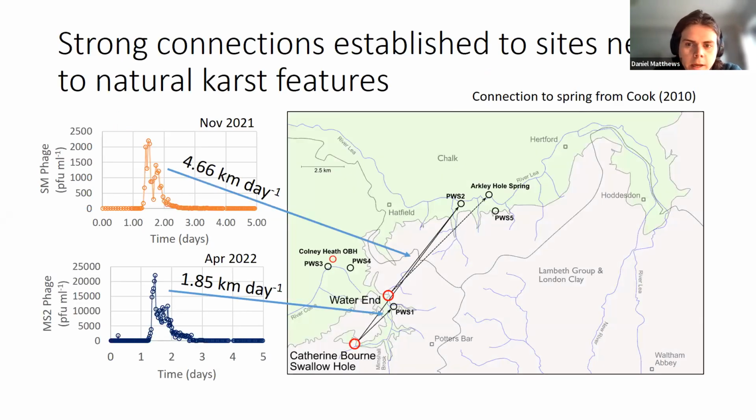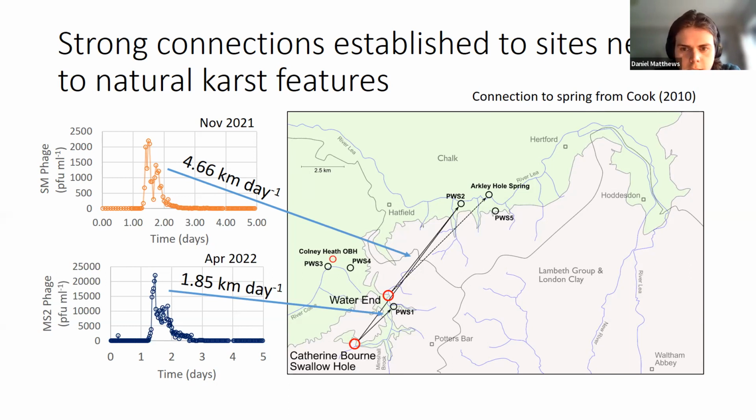So the map here summarizes our testing from sinking streams. The solid arrows show established connections and the dashed arrow shows a previously established connection. Annoyingly, the landowner has changed since the last study was done, and we no longer have access to the spring, which is obviously quite frustrating, but we were able to monitor these abstractions shown on the map. So there's 5 of them there.